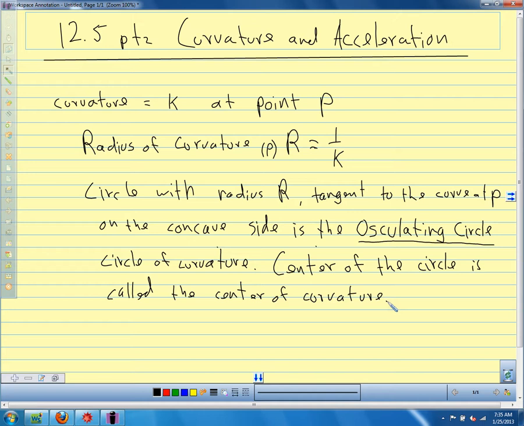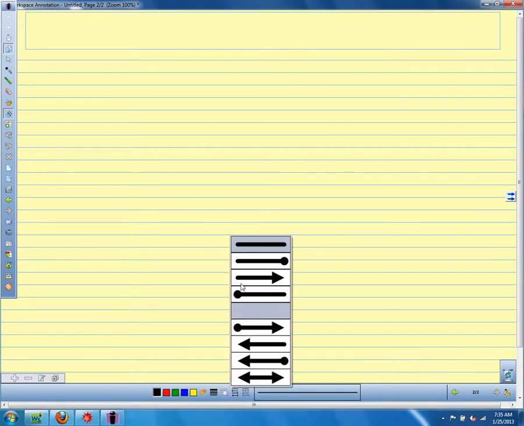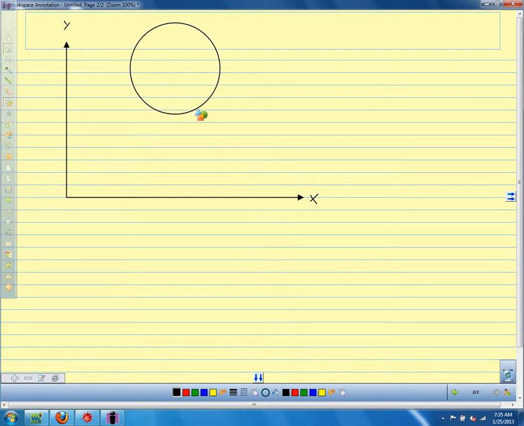So let me draw a picture of the osculating circle, and we can come up with a nice equation to find the center of curvature. So we have a coordinate system. We're in the plane here. There are my x and y axes. Let me draw my circle first. It'll be easier for me to draw the circle and then make the curve match that. So there's my circle. This is my osculating circle, or my circle of curvature.